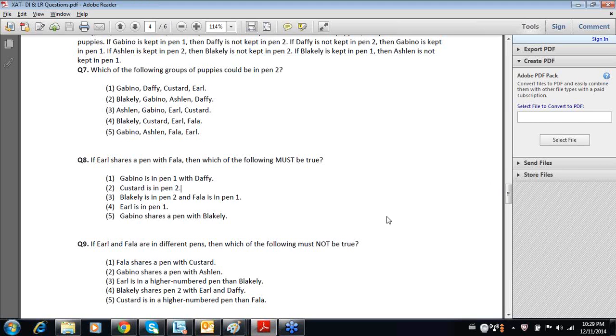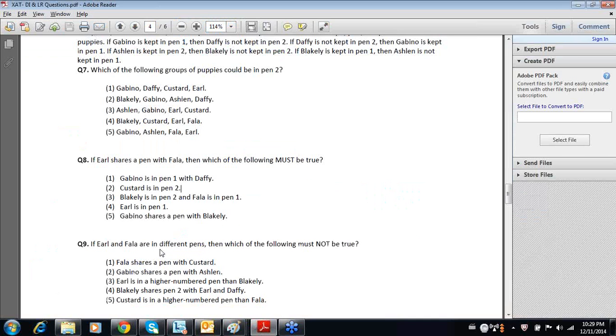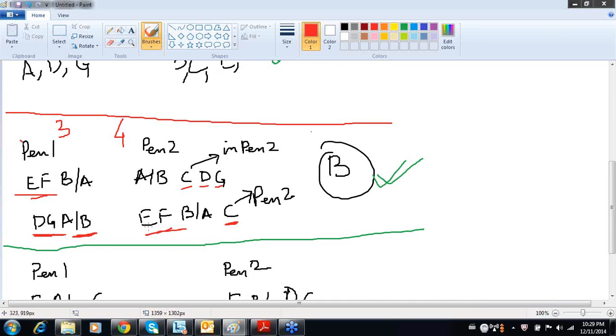Okay, Ritvik, let me explain the second condition. The second condition is E and F, let us keep them in pen 2. Cotness, if you see, it is written must be true. It will not be correct, if you see. Let me show you how. So let me first solve Ritvik's problem. Ritvik, we are saying E and F are in pen 2. If E and F are in pen 2, then one of A or B has to be in pen 2. Why? Because B and A cannot be together. That is what we have deduced.